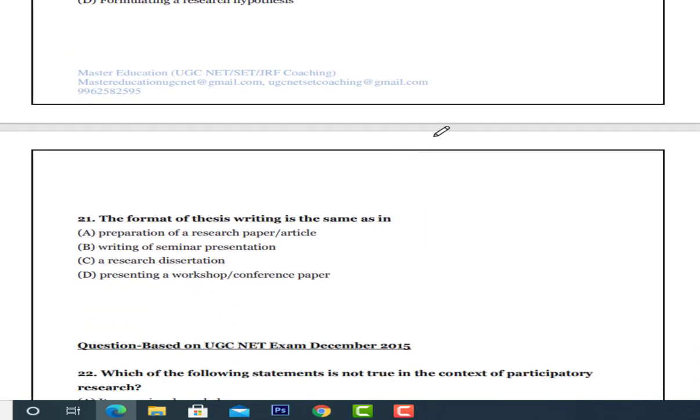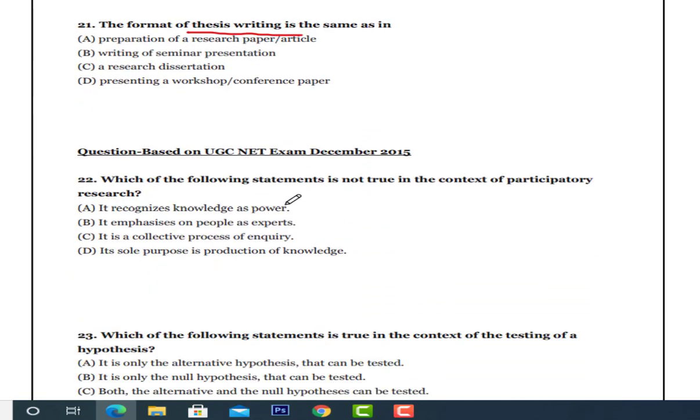The next question, the format of thesis writing is the same as in. Normally the format of thesis writing is the same as in what is called a research dissertation. Another name for thesis writing is research dissertation. It is not a seminar or article or conference.